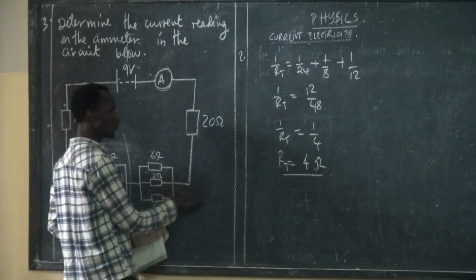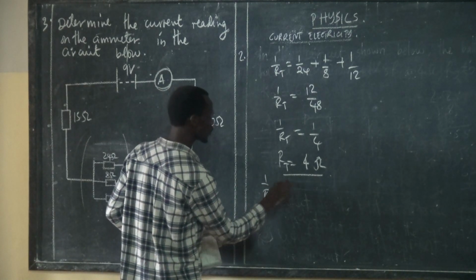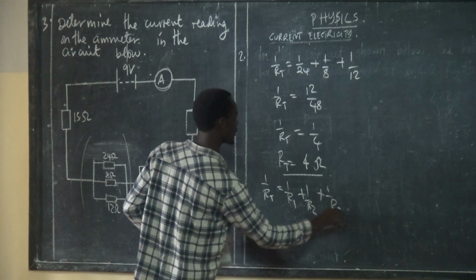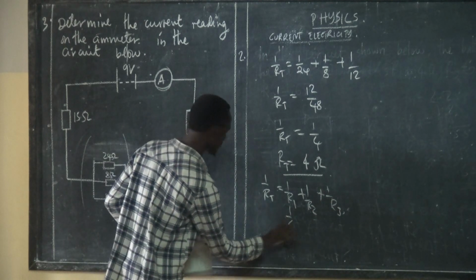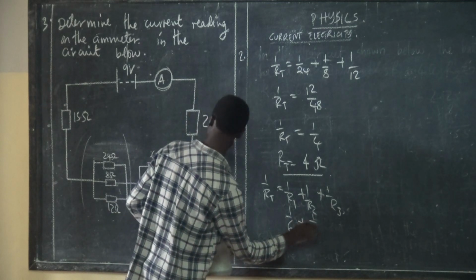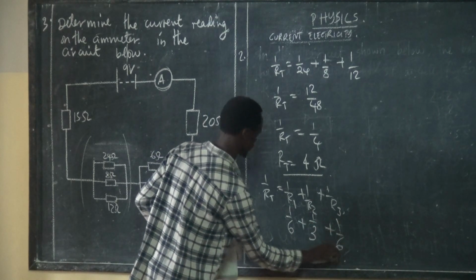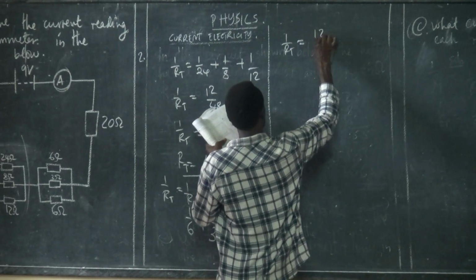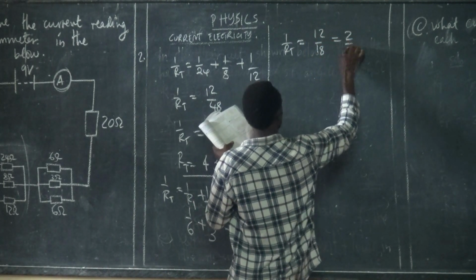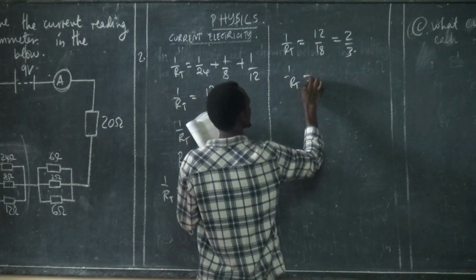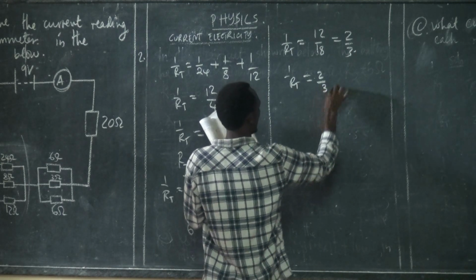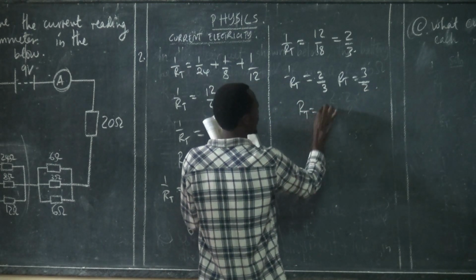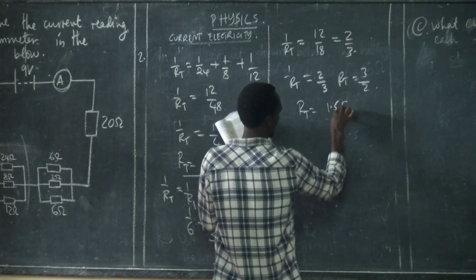Now the second set, you have 1 over R total, which is equal to 1 over 1 plus 1 over 2 plus 1 over 3. Now it is 1 over 6 plus 1 over 3 plus 1 over 6. Now 1 over total is equal to 12 over 18, which is equal to 2 over 3. Now 1 over R total is equal to 2 over 3. Now R total is equal to 3 over 2, which is 1.5 ohm.